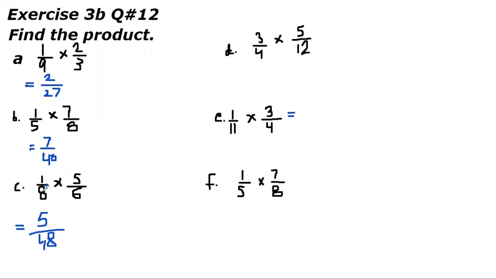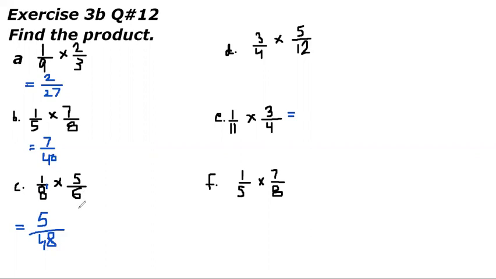Okay, 1 upon 8 into 5 upon 6. Before multiplying, you should check the numerator and denominator. Numerator of the second fraction and denominator of the first fraction: 5 is not a factor of 8. And check this numerator and denominator diagonally, this side diagonally. 1 and 6, there is 1. When there is 1, there is no need of cancelling.